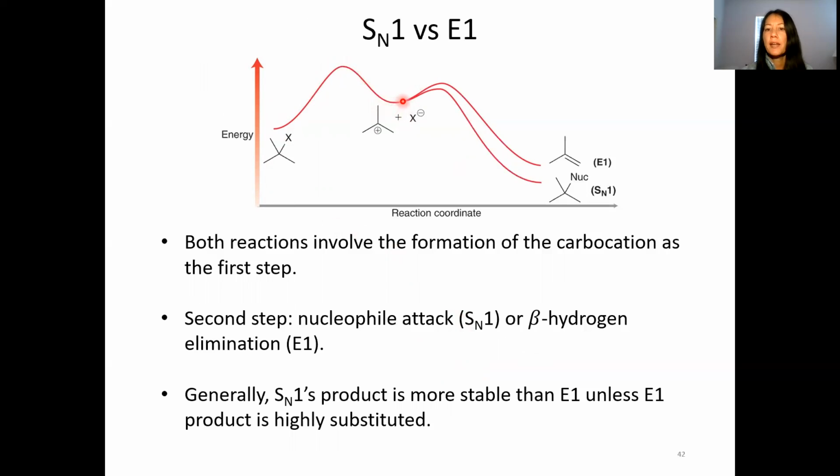And then for an SN1, you could funnel down to your product, your substitution product. Or if instead you did an elimination, you would form the alkene product. The alkene product is slightly higher in energy because you will have formed a pi bond instead of a sigma bond, and that will be lower in energy. Unless the alkene that you form is very highly substituted, then that can help lower the energy further.